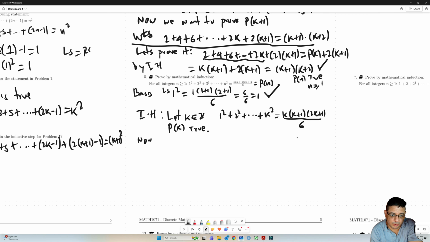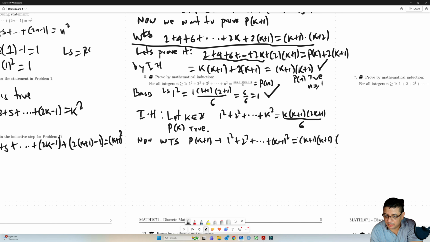Now, we want to prove P of k plus 1, which is pretty much proving that the sum up to k plus 1 squared is going to equal what? We replace by k plus 1, so we get k plus 1, k plus 2, and here we will get 2k plus 1 divided by 6. Okay, whatever this is. I can simplify this, and this is going to be 2k plus 2 plus 1, so this is going to be 2k plus 3.